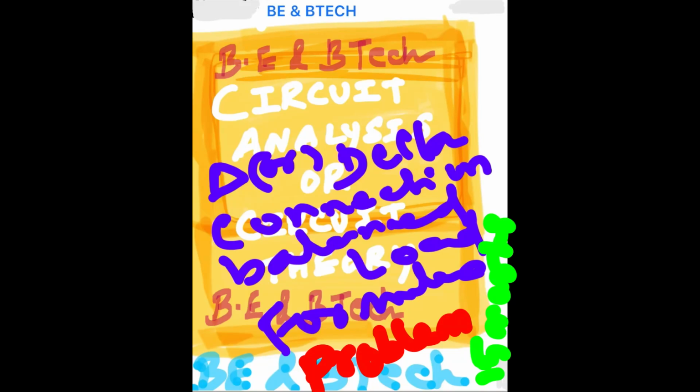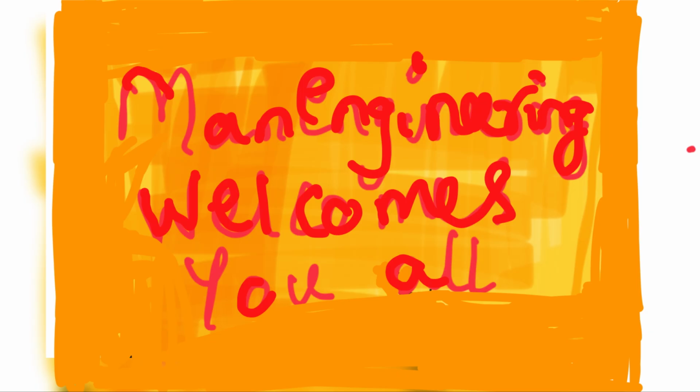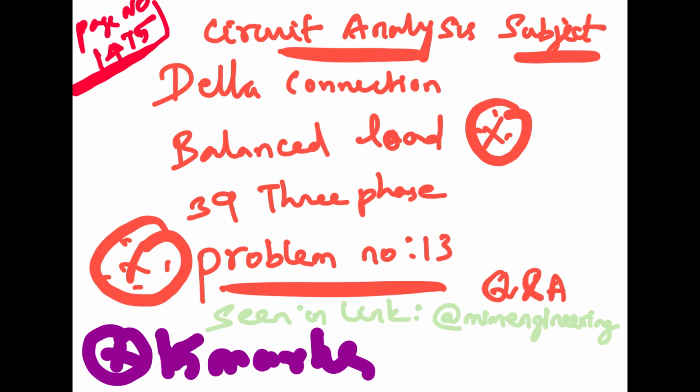Circuit analysis, electrical circuit analysis subject. Delta connection balanced load problem, we formally discuss in this video. Circuit analysis subject, delta connection balanced load, three phase, problem number 13, seen in the link, question and answer. In this class, we see the solution to that problem, balanced load delta connections. Class number 172.